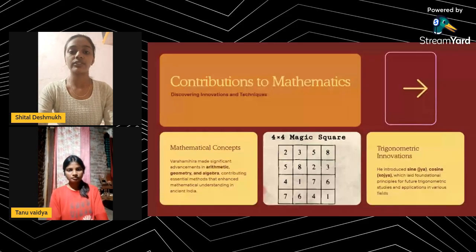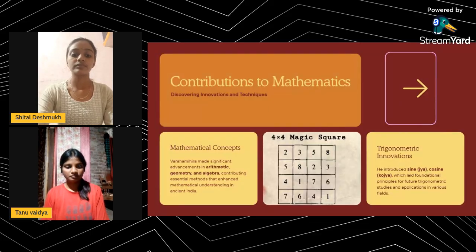I am here to tell about Varahmira's contribution in mathematics. Varahmira was one of the great Indian mathematicians. His mathematical contributions are mainly found in his work Panchasiddhantika, and they include defining the algebraic properties of zero and negative numbers, discovering a Pascal triangle for calculating binomial coefficients, which is used in astrological calculations and calendar making, and he also created the 4 by 4 magic square.